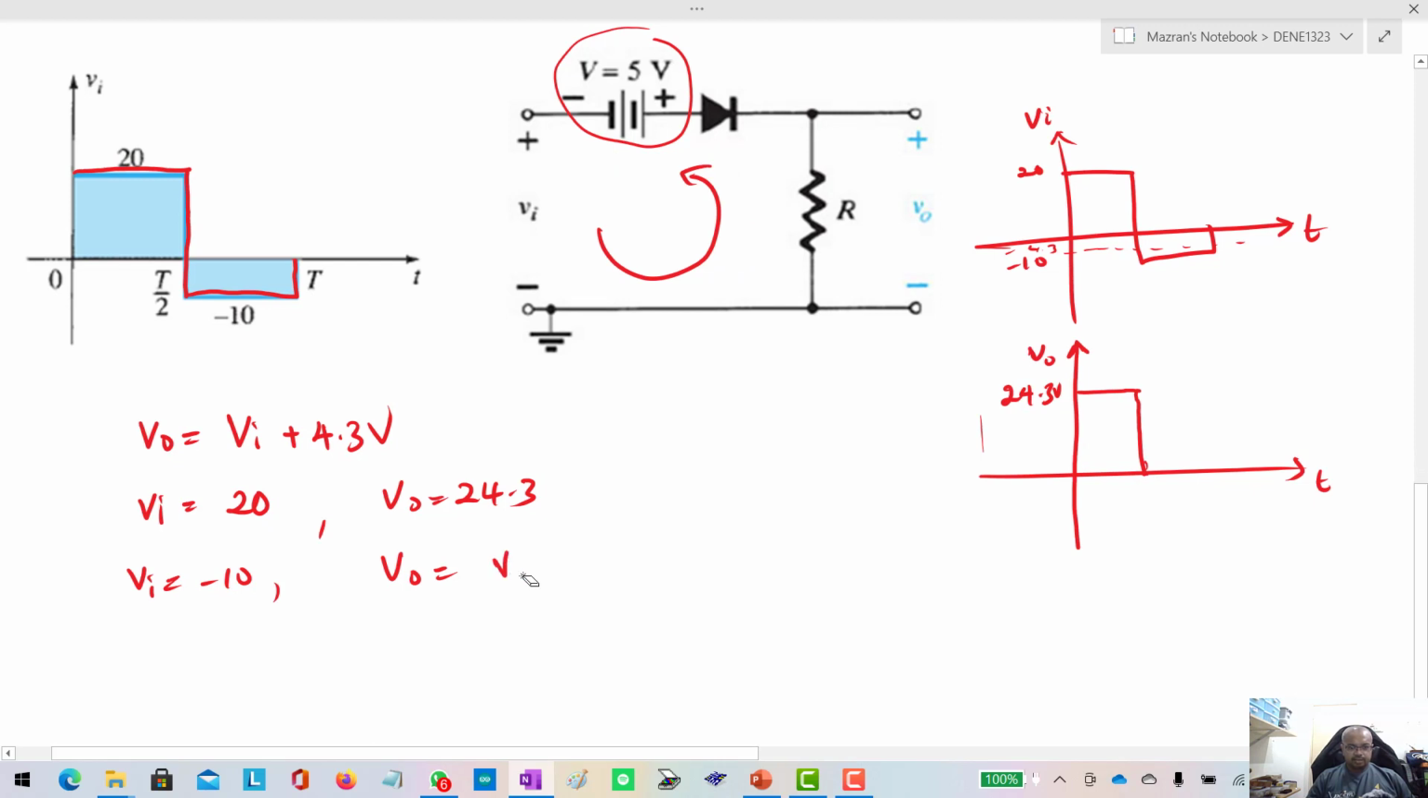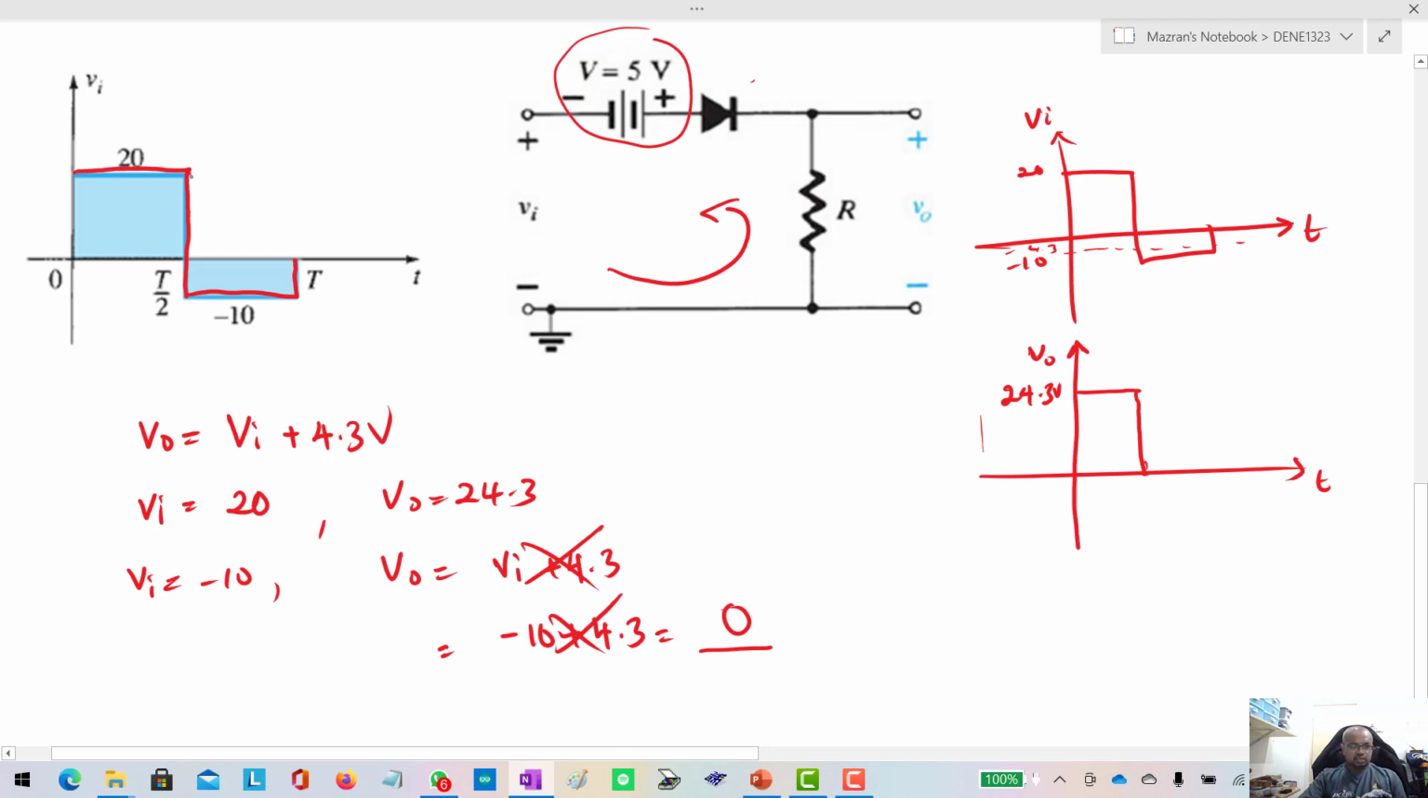When V in equals minus 10, V out equals V in plus 4.3. So what's the value? Minus 10 plus 4.3. What do you think? What's the answer? That's the trick here. The diode, when you have negative voltage, is off. So this equation does not apply anymore. V out is always 0 when the voltage is negative.